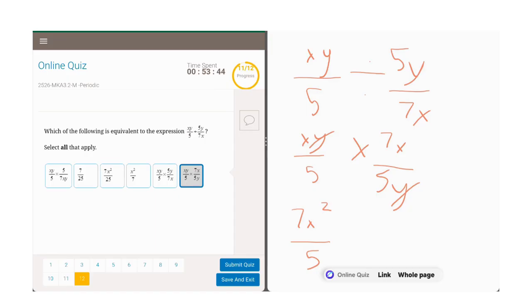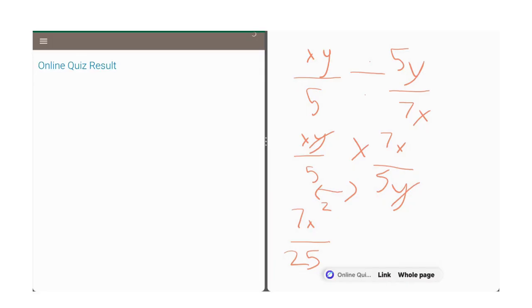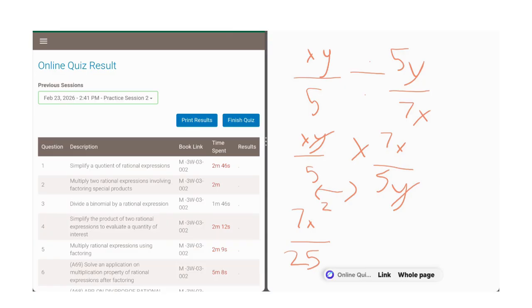And the final answer will be, not 7x squared over 5, it will be 5 times 5, it will be 25. So 7x squared over 25. There, now we're going to move on to 3.3.